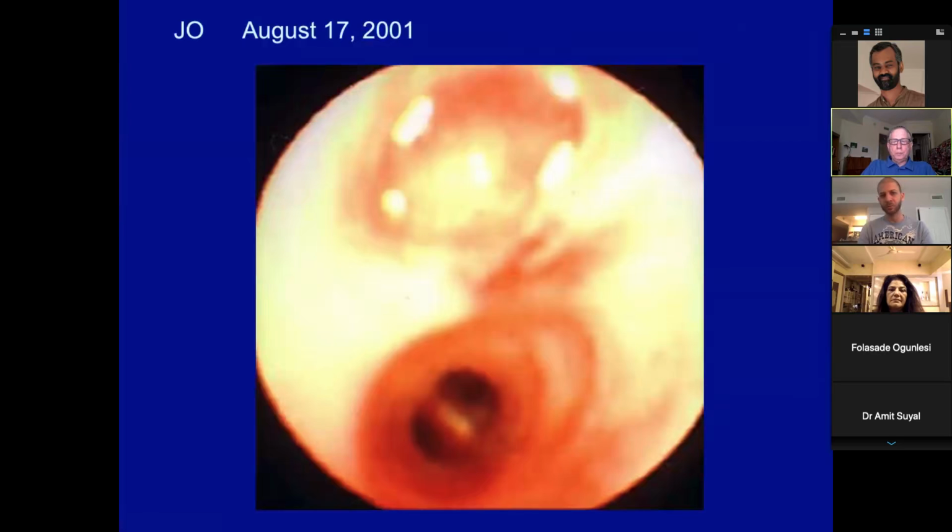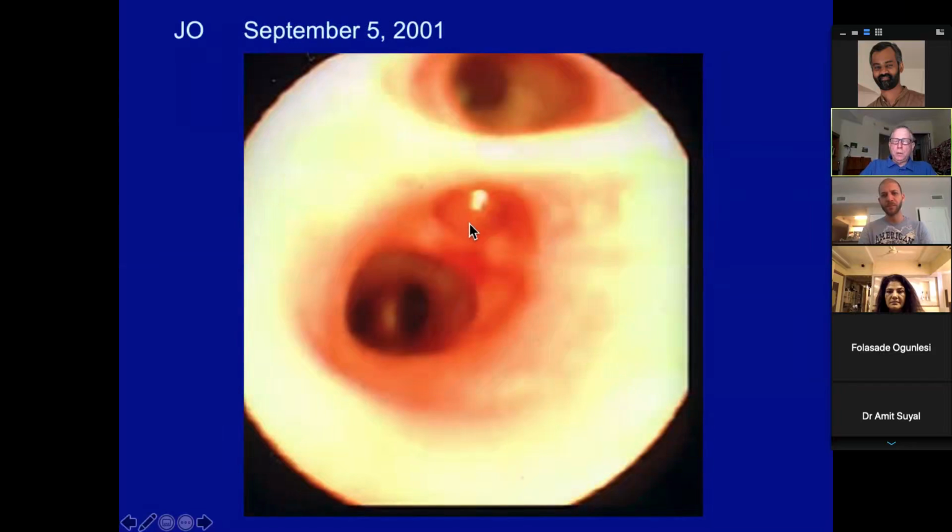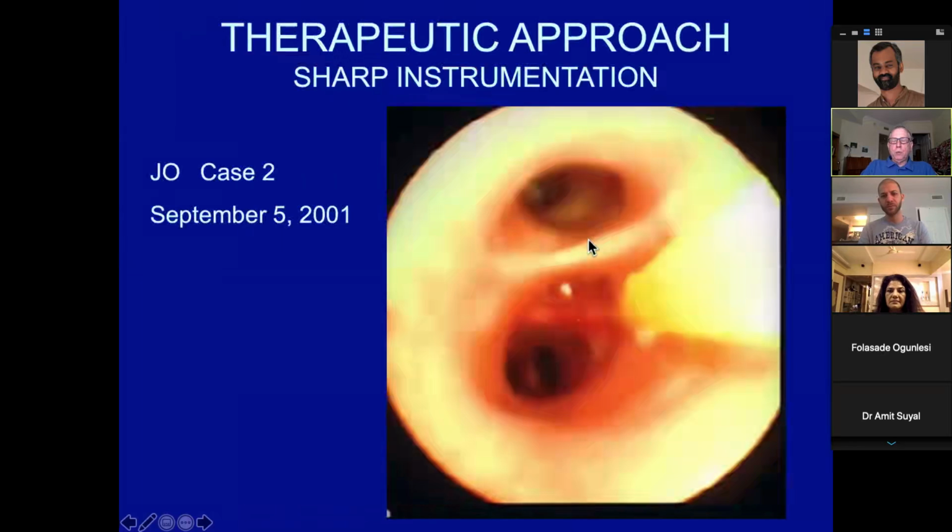Case number 2 was again a very similar presentation, different patient, similar age. And what we saw here was the obliteration. You see a patent bronchus here, an obliterated bronchus here that looked very membranous. What you can see here, it was really transparent at the point. And then we tried to breach it with this instrument.